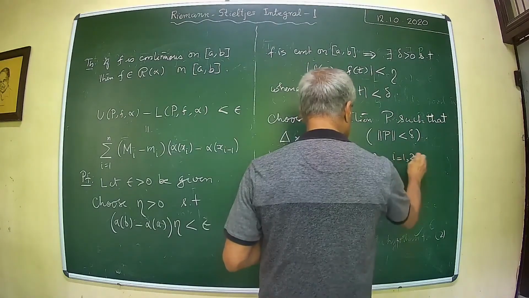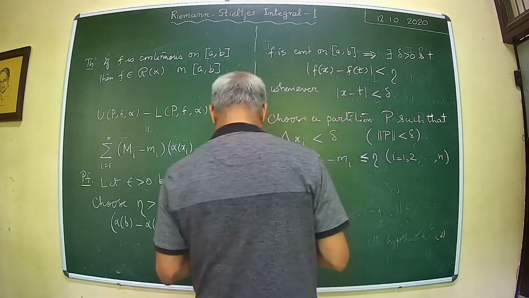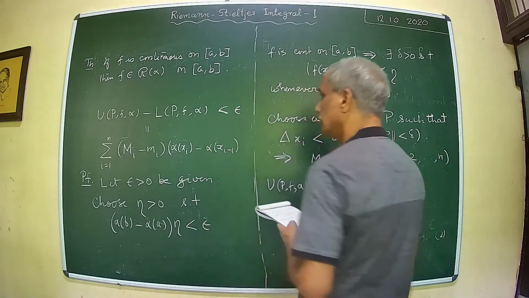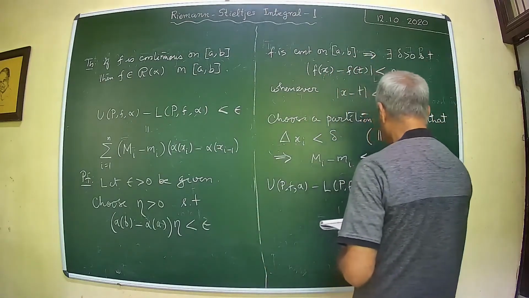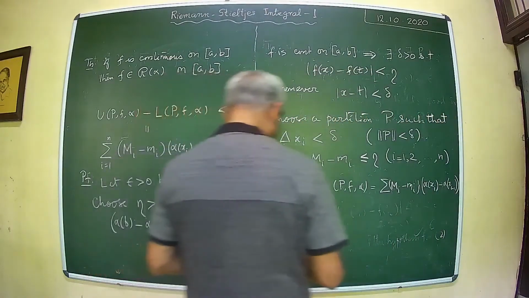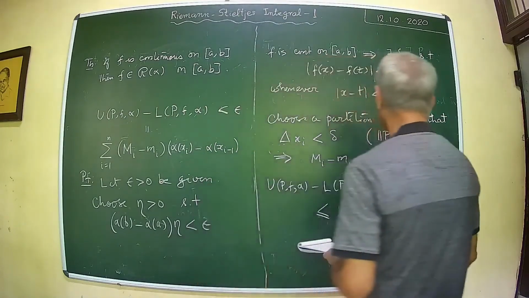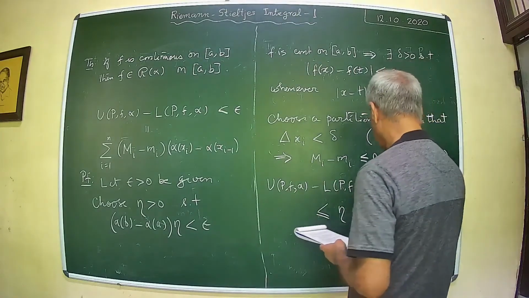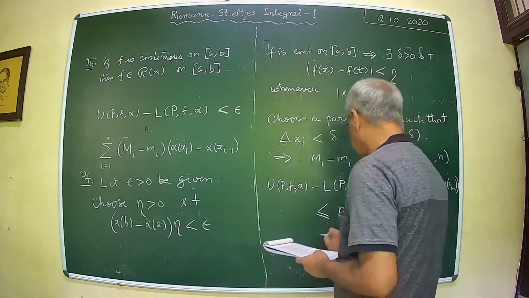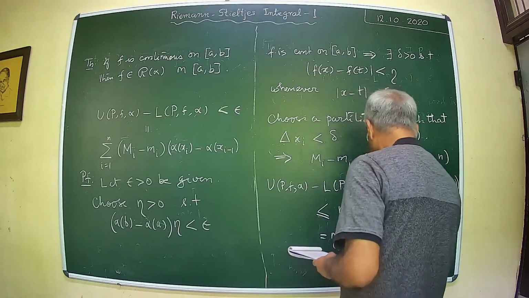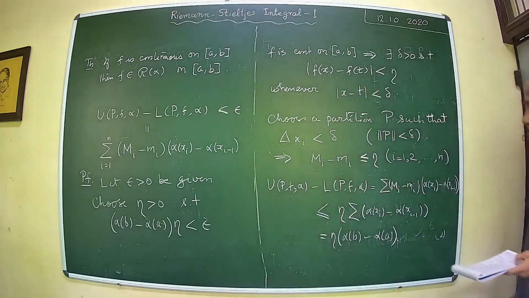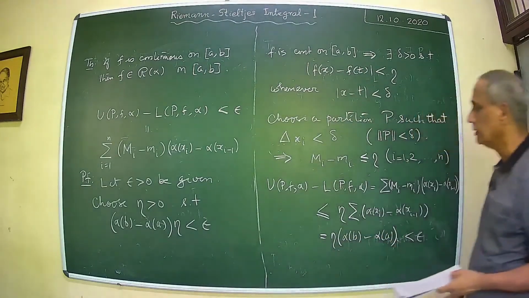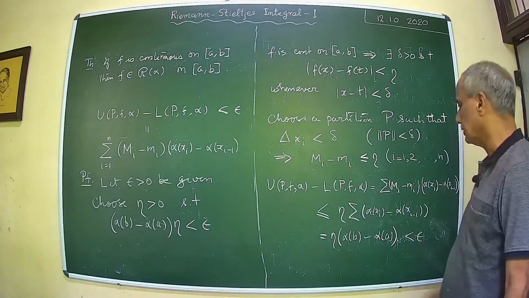Therefore, you just compute this: U(P, f, alpha) minus L(P, f, alpha). This we have computed. This is equal to the sum of (M_i minus m_i) delta alpha_i, and that is less than or equal to eta, by the result we have. And what about this? This is equal to eta into (alpha(b) minus alpha(a)). And by the choice of eta, we have chosen eta such that (alpha(b) minus alpha(a)) times eta is less than epsilon. Therefore, we have successfully obtained a partition P such that this condition is true.